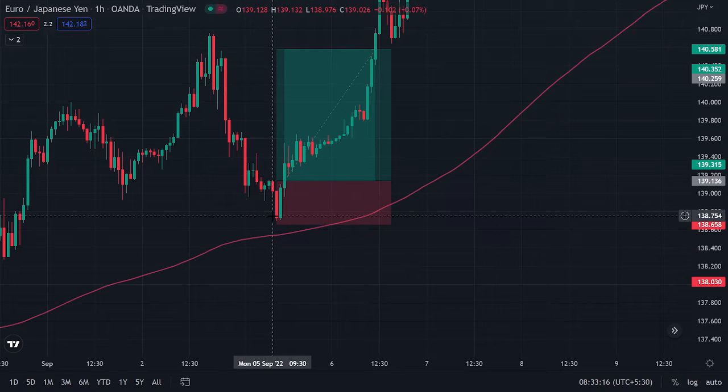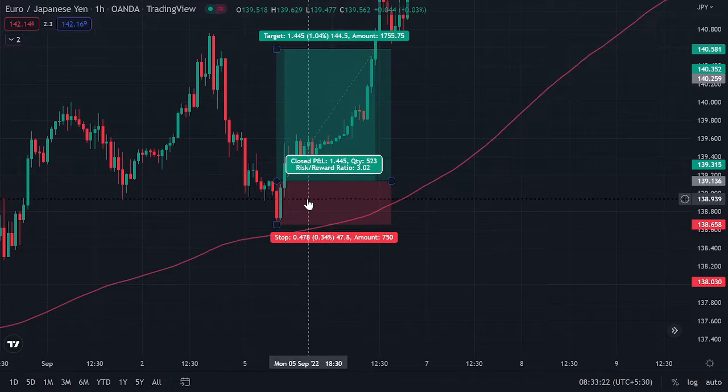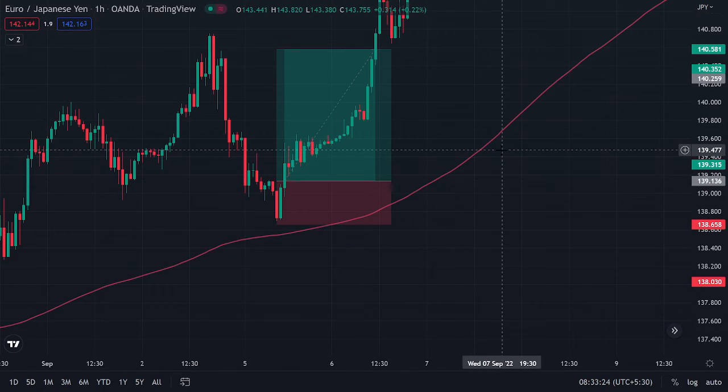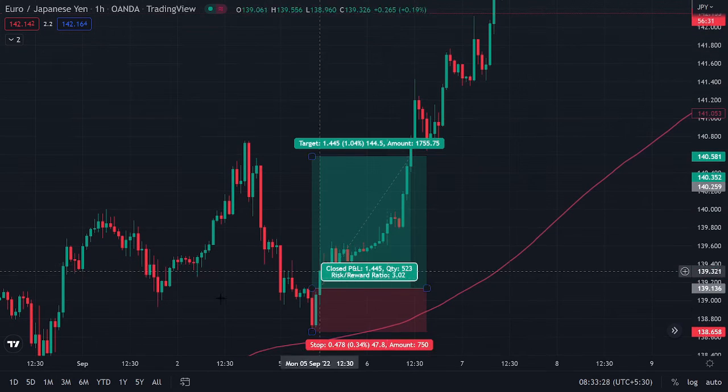Of course, if it would break down here, this will be my second setup, which I will discuss in the next video. So what if it breaks down this 200 EMA? Kindly watch my next video. In this video, the only thing I'm discussing is trading with the trend.